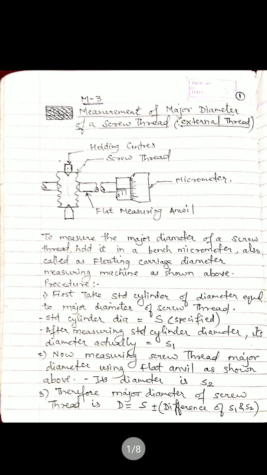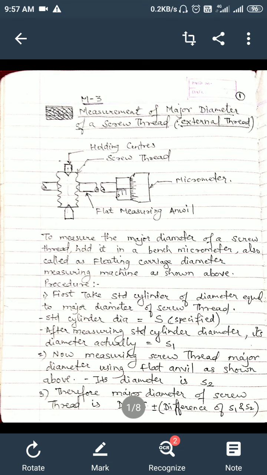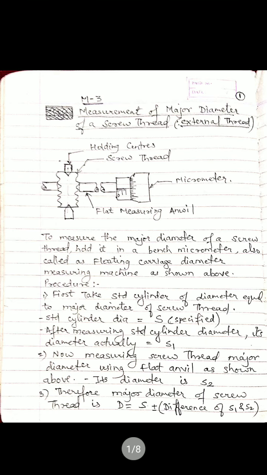Let us imagine, for example, the standard cylinder diameter which I had taken is 10 mm, and I measure this standard cylinder of diameter 10 mm with the bench micrometer and I found it is equal to 10.1. The standard cylinder diameter when measured was found to be 10.1, meaning S1 is 10.1. Then when I take the actual screw thread and measure, suppose it is 10.2. What will be the major diameter using the formula? So the major diameter D is equal to S. Should I take plus or minus? You come to point number 1 and 2.